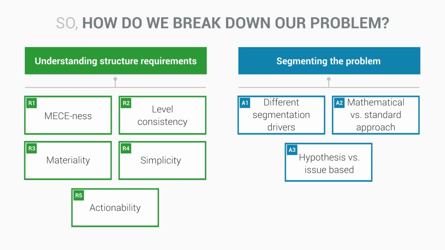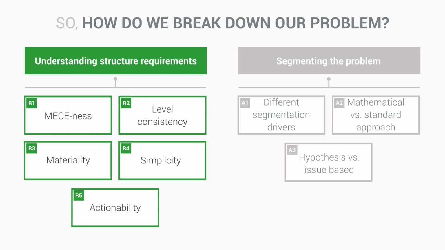So, how do we break down our problem? We need to first understand the structure requirements. Once we understand them, we'll move on to discuss how different valid approaches can be constructed based upon them. Any structure must meet a set of 5 requirements: meatiness, level of consistency, materiality, simplicity, and actionability. Let's look at each of these in detail.